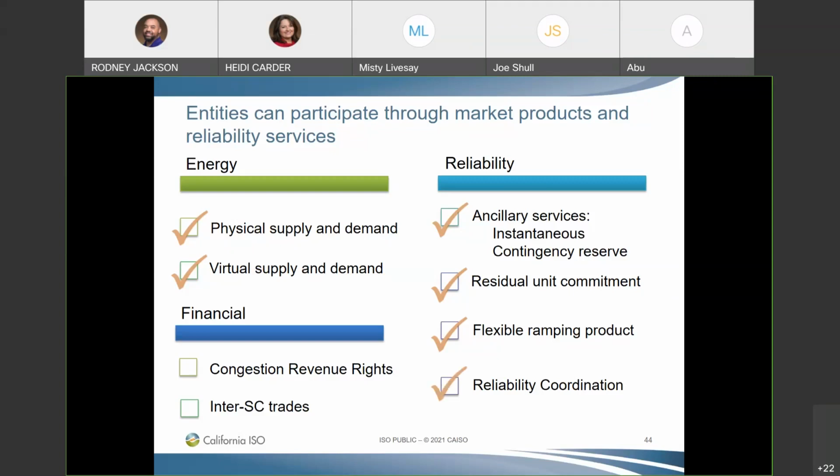So as we mentioned earlier, the ISO is now providing reliability coordination for the Western Interconnection.